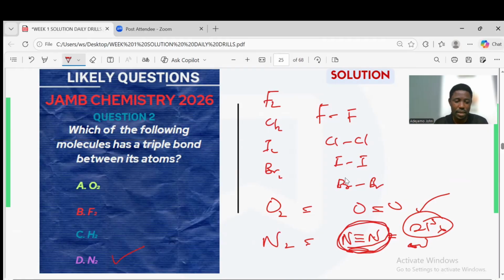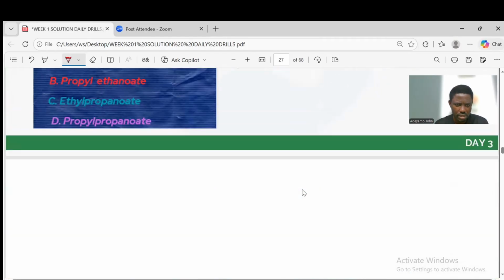So nitrogen is the one that has a triple bond, while oxygen has a double bond. Most of the other gases, like hydrogen, are single bonded to one another. All right, so question three.